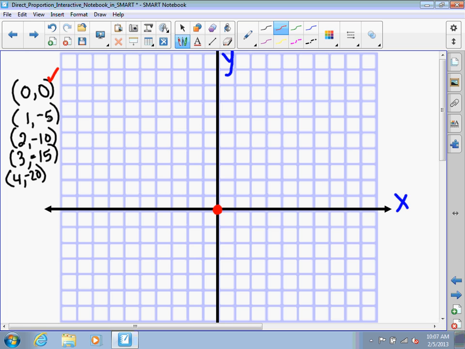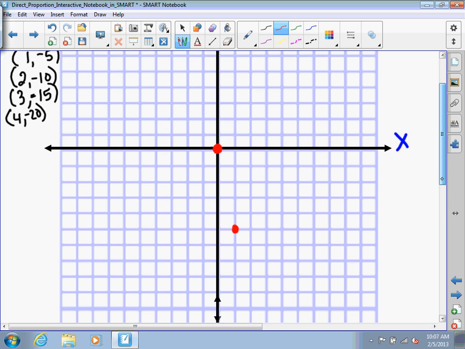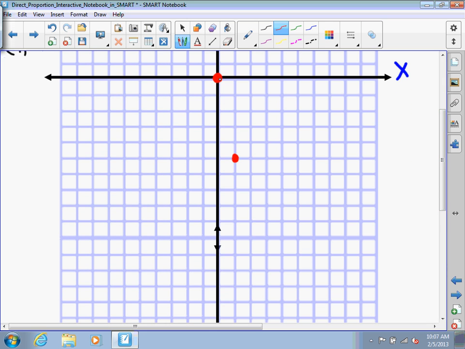Next, 1 and negative 5. So I put a 1 on my X line and negative 5. Does that mean to go up 5 or down 5? Down. So 1, 2, 3, 4, 5. There's 1, negative 5. Got that. Next is 2, negative 10. So I go on my X line, I go 2, 1, 2. Gotta go up 10 or down 10? Down 10. So go down 10. 1, 2, 3, 4, 5, 6, 7, 8, 9, 10. There's my 2, negative 10.